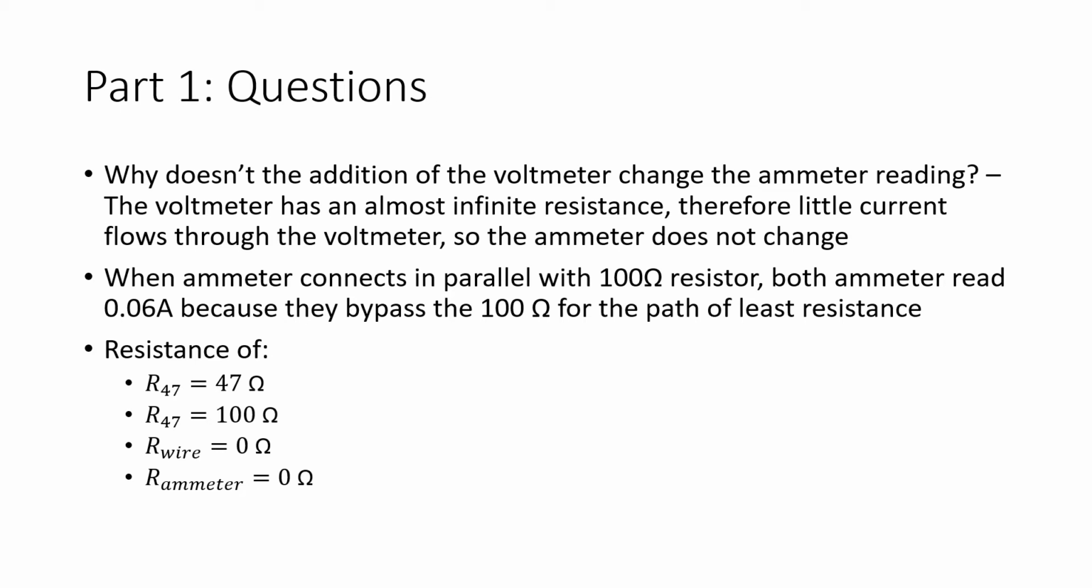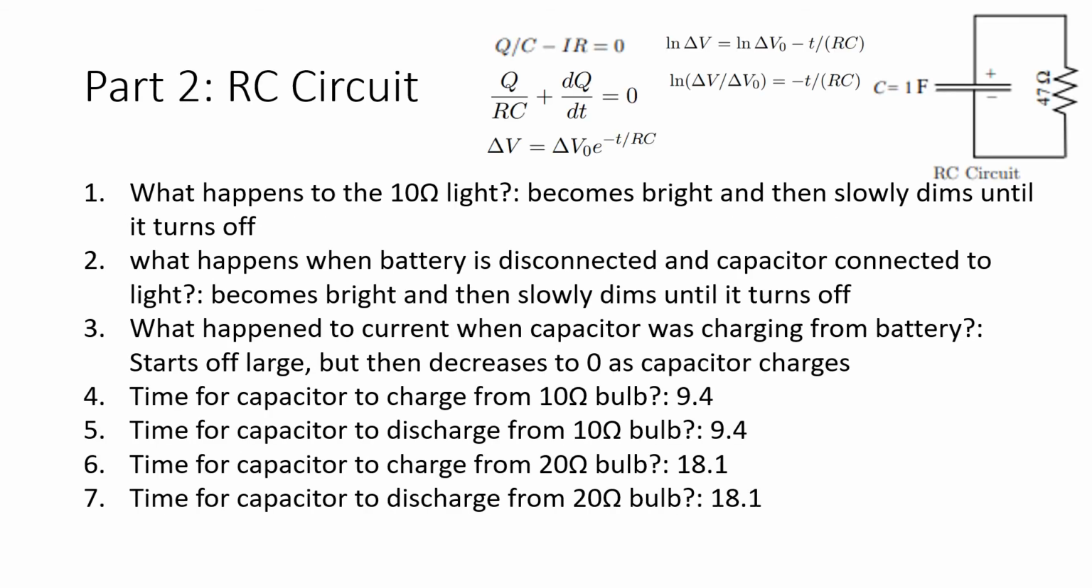So they bypass the 100 ohm resistance completely, leaving you the 47 ohms, which is 3 times less resistance than before, making the current 0.06 from 0.02. The resistance of the first resistor is 47 ohms, and then the second is 100 ohms. The wire is 0 ohms, and the ammeter is 0 ohms because they are ideal. In the real world, the wire and the ammeter would have some resistance.